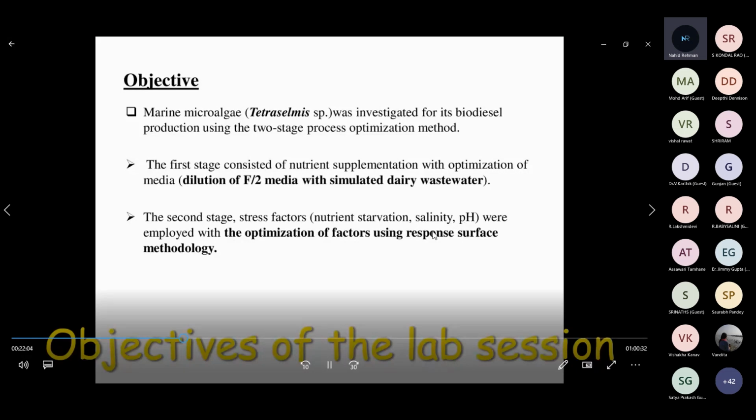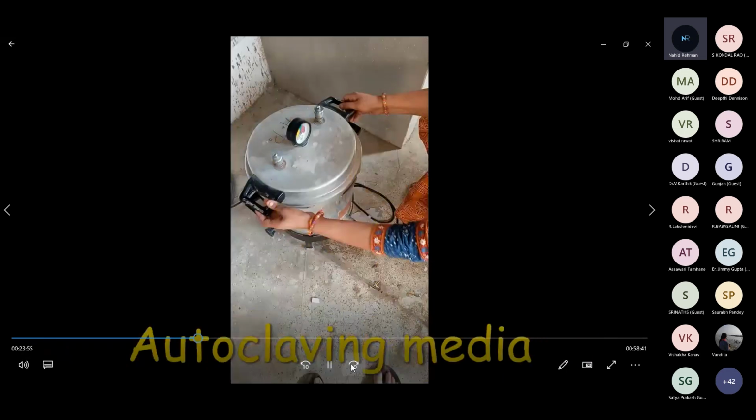Salinity, you all know that it is the concentration of the salt, and nutrient starvation leads to the production of more lipids. So these were employed for optimizing the factors using response surface methodology, the way you did in the morning.